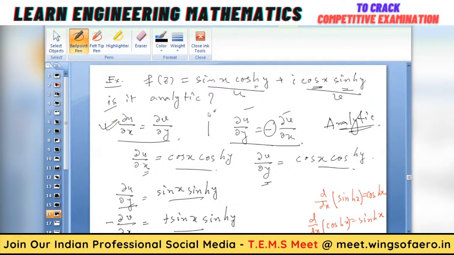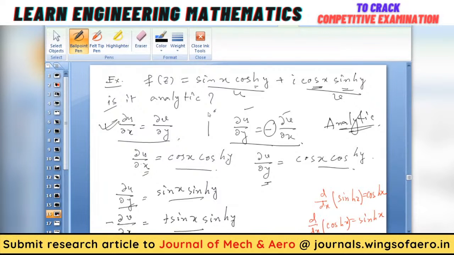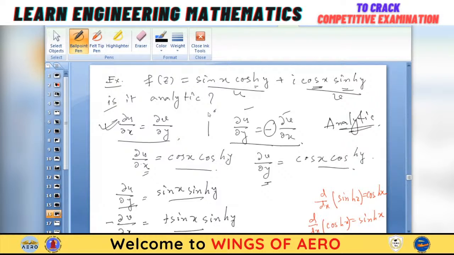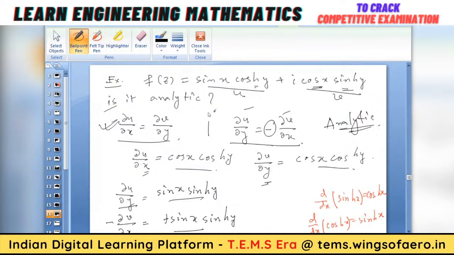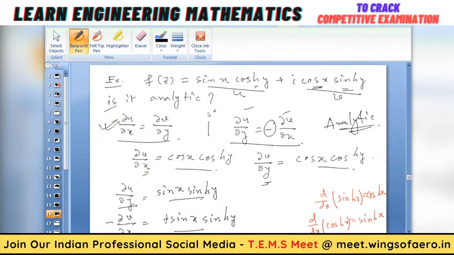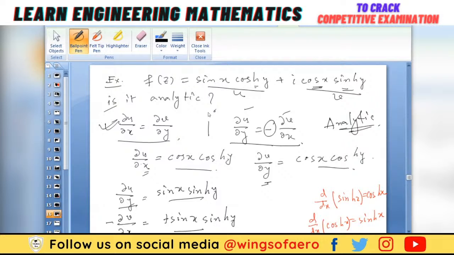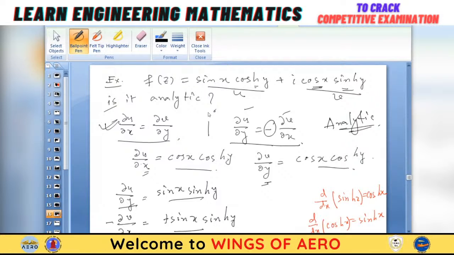Okay. Sir, del u by del y becomes minus sin x sinh y. No, no. The derivative of cos hyperbolic y is sine hyperbolic y, not minus. Check the internet or whatever. This is the difference between sin x, cos x and the hyperbolic functions. In case of only x, with no hyperbolic, there should be a minus sign. In case of cos x, d/dx of cos x is equal to minus sin x. But d/dx of cosh x is only sinh x, not minus. Okay, this is the difference.